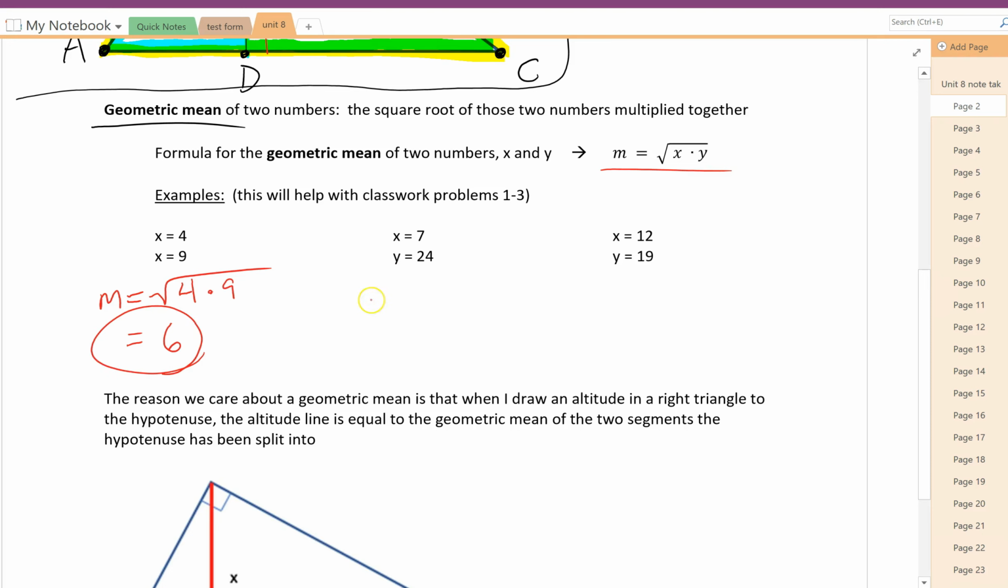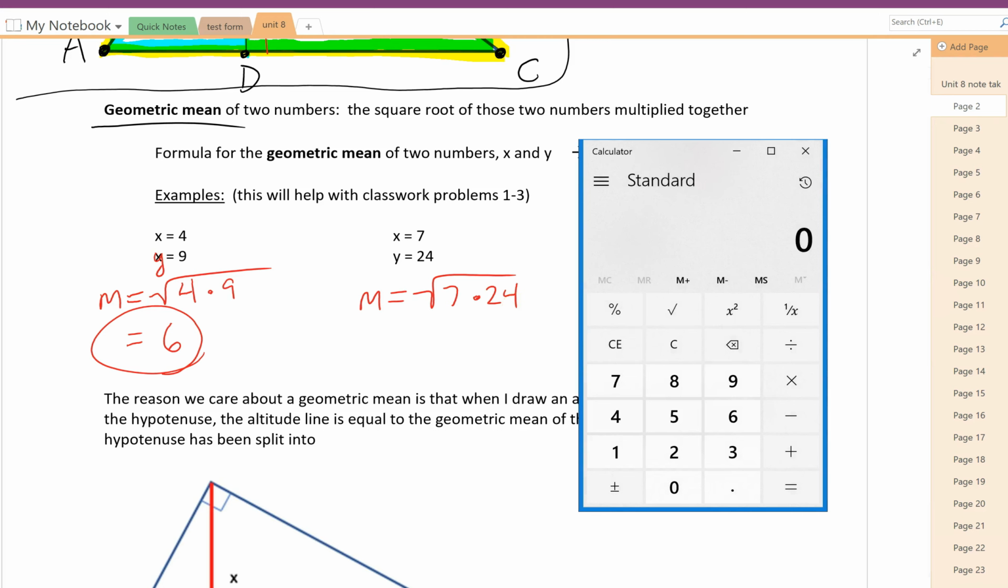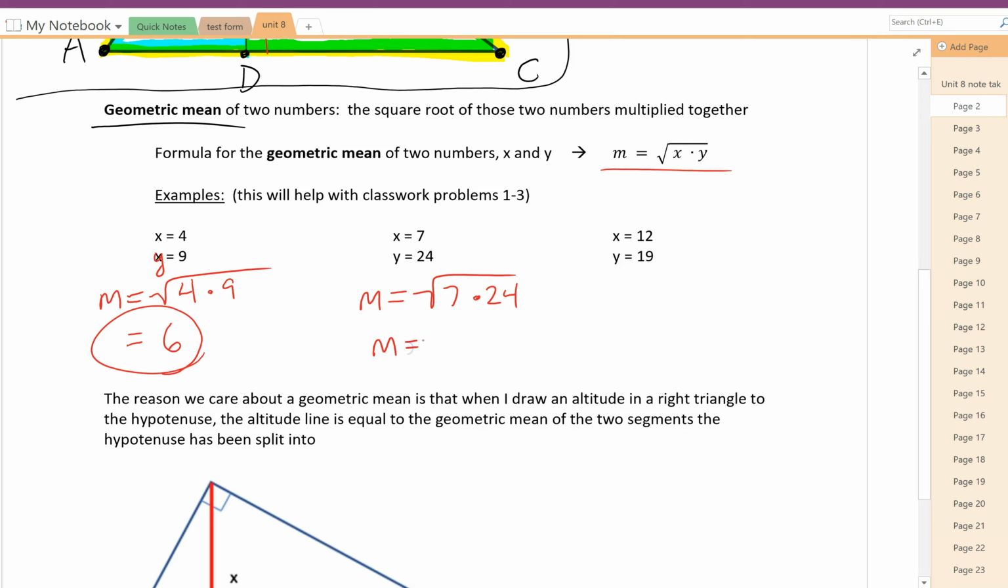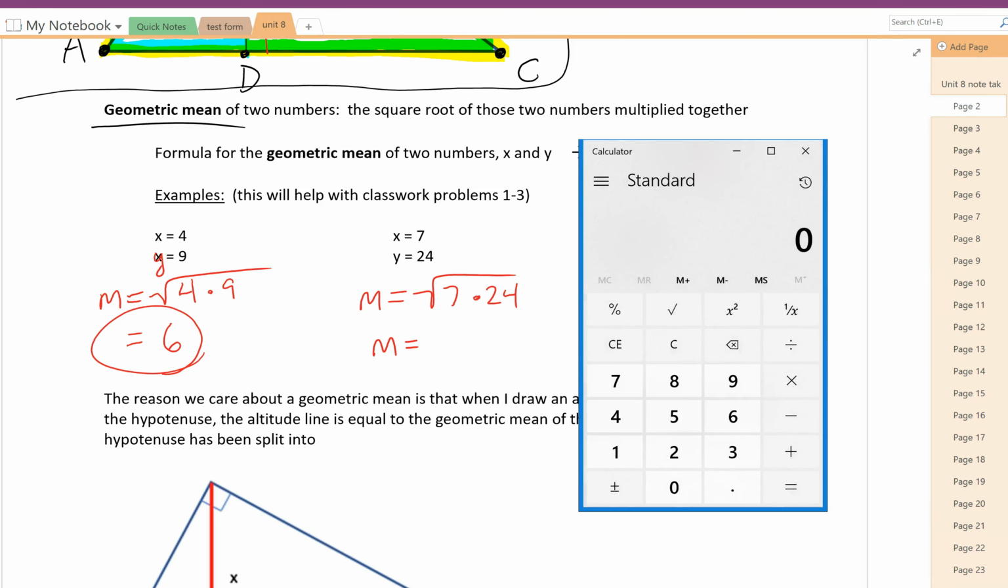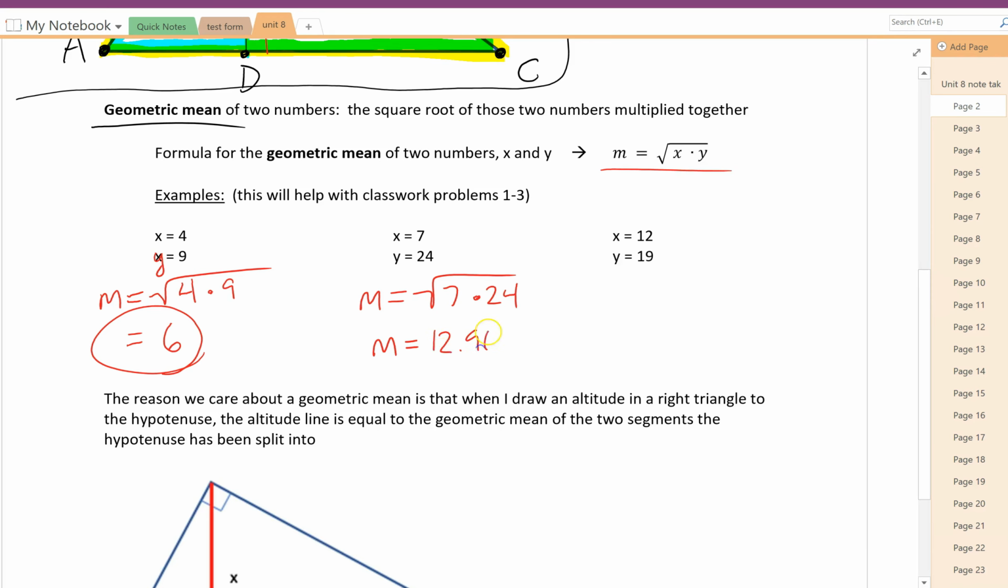Let's do it with these 2. Okay, the geometric mean of 7 and 24 is going to be the square root of 7 times 24. 7 times 24 is 168. I take the square root of that and I get 12.96. So the geometric mean of 7 and 24 is 12.96.